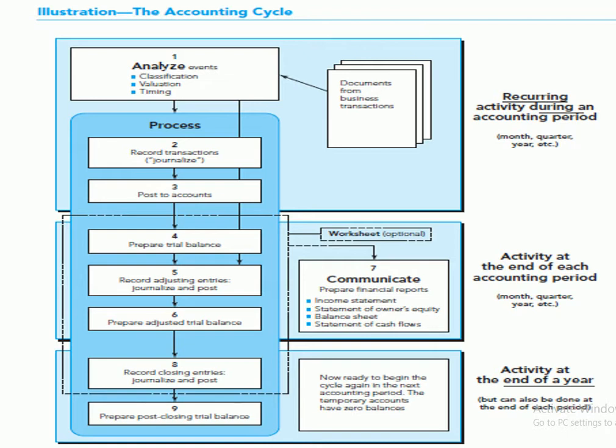In step number 9, we prepare the post-closing trial balance, where we only represent the real accounts and the personal accounts. Now we are ready to begin the cycle again. In the next accounting period, the temporary accounts have 0 balances, they are closed, and in the next accounting period, you will be starting your new accounting balance.